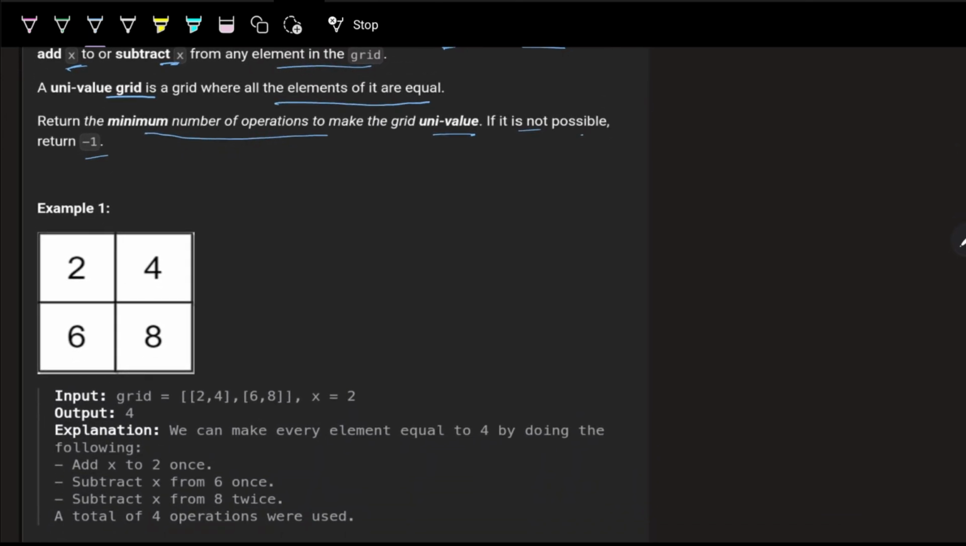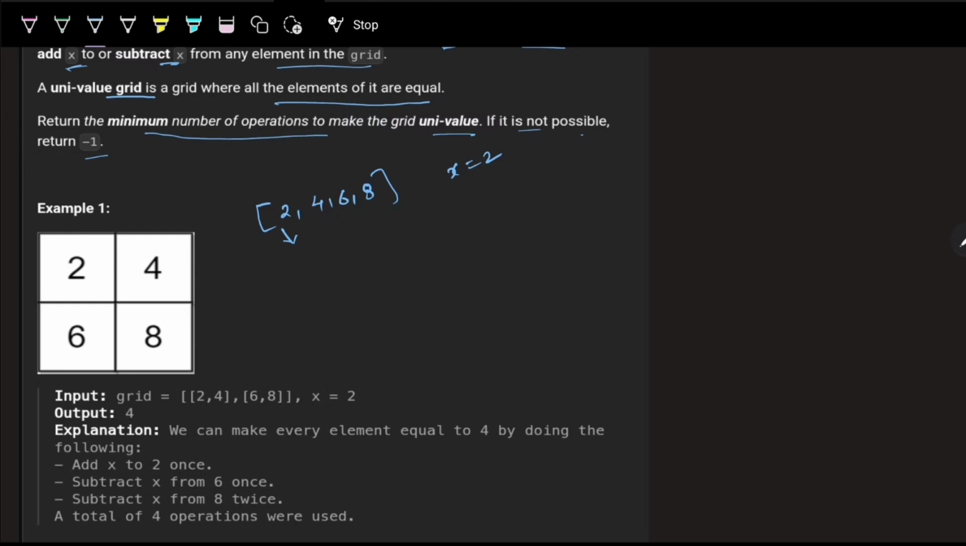We have been given this grid, 2, 4, 6, 8. I will just convert it into a simple list, 2, 4, 6, 8. Even though it is given as 2D, I will convert it into a simple list. And they have given x equal to 2. In the answer, what they have done is converted all elements into 6 or into 4.